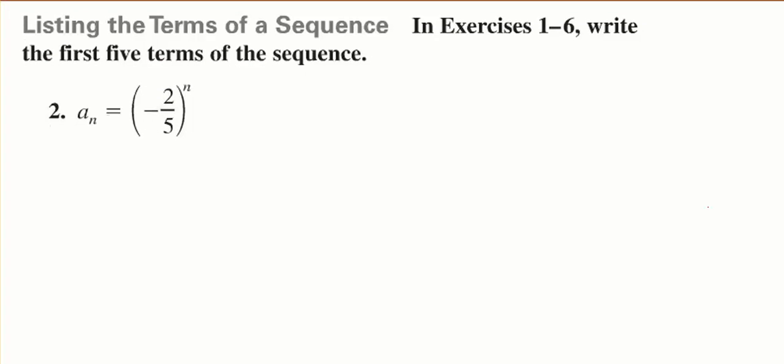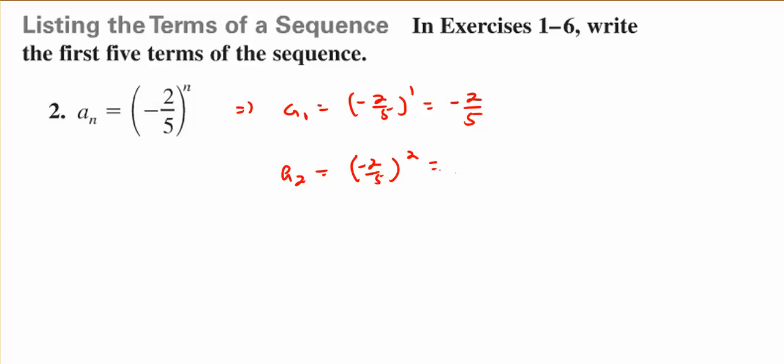So if I wanted to list the first 5 terms of this sequence, I want to list a sub 1, a sub 2, a sub 3, a sub 4, a sub 5, and so on. Whatever term I'm looking for, that's what I'm substituting in for n. So if I want to find the first term, that would be negative 2/5. If I want to find the second term, put 2 in for n, that would be positive 4/25.